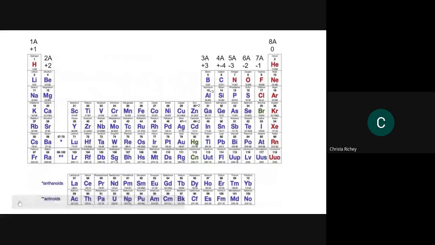And those boxes, +3, ±4, -3, -2, -1, 0. These will help you tremendously when it comes to creating ionic compounds, which is what we start with. Some of you are going to like ionics way more than covalents. Some of you are going to like covalents way more than ionics. They have a totally different system.